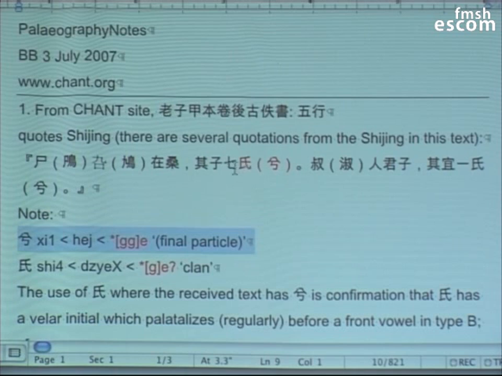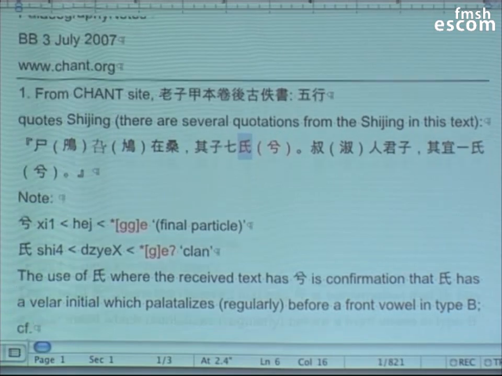I think that's right. But here it's written with this word shi, meaning clan. Well, shi is Middle Chinese dzyex, that's a palatal. So in fact, we think, partly on the basis of this, that this had a velar initial, because the palatal initial in Middle Chinese is explained by the fact that in type B, if you have a velar initial before a front vowel, then the initial will palatalize, okay? And so that's the regular rule. So this would be the normal reflex of this, okay?